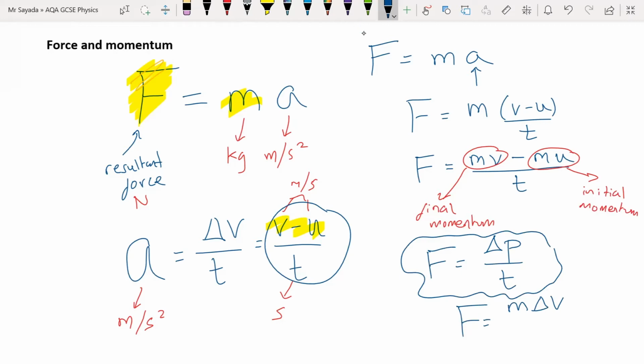So we can see that a bigger change in velocity needs a bigger resultant force, but we can also see that there's an inverse proportionality between resultant force and time. So if you've got a bigger time, that means a smaller force, or if you've got a smaller time, that means a bigger force. We'll look into that a bit more later on in the video. Let's try some examples using this new equation.